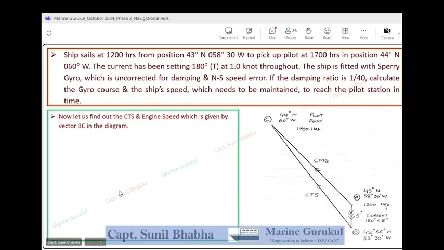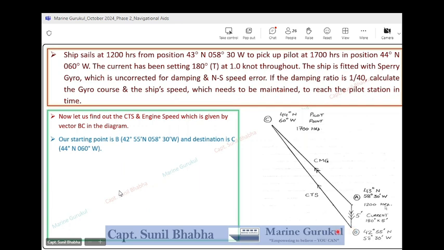So now moving further, in the second step, we now find out the CTS vector, that is Bravo to Charlie. Up till now we have found out the AC vector, Alpha to Charlie vector, which was the CMG vector. Now we are going to find out the Bravo to Charlie vector, which is the CTS vector, course to steer vector. Now once we find out the CTS, we find out the distance to be steamed, we can easily calculate the engine speed required by us.